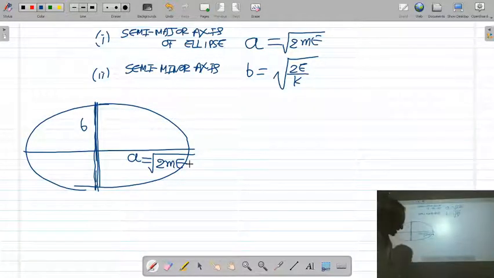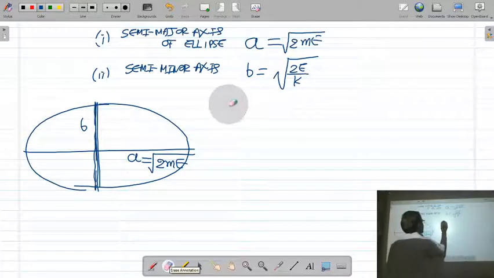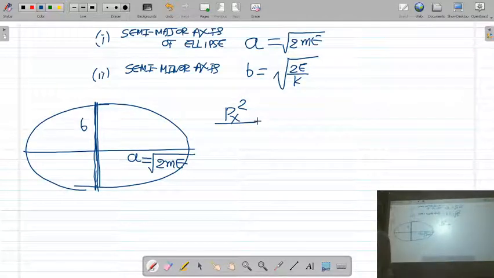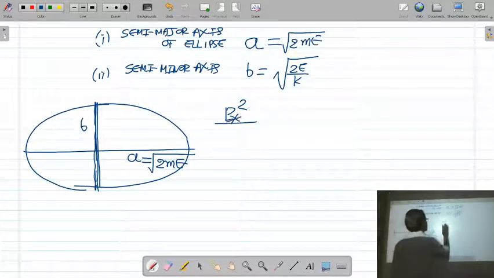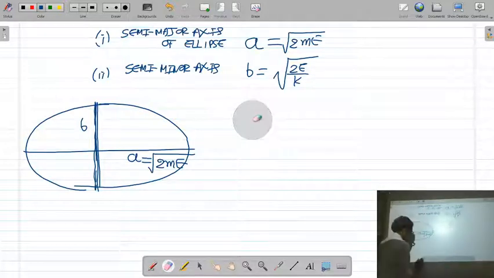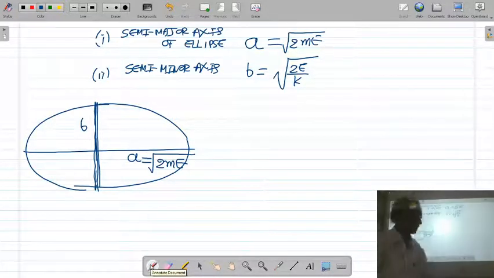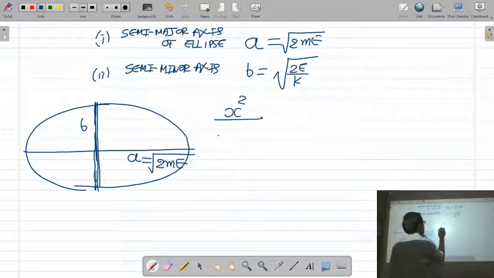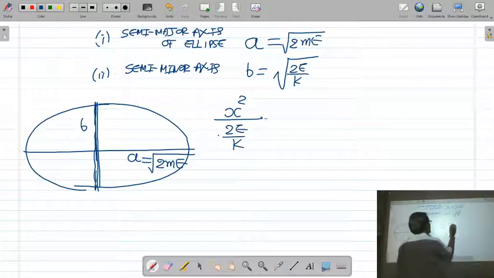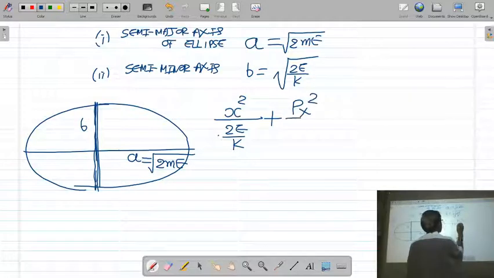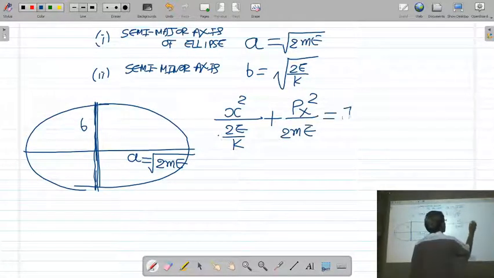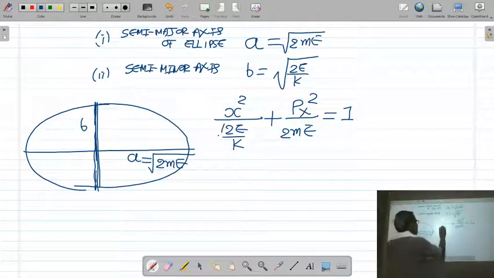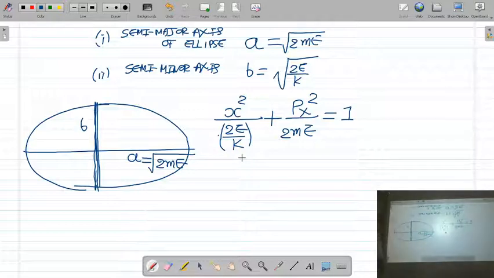Once again, I made a mistake. I'm very sorry for that. Let me compare both the equations once again. Again I made the mistake because the axes have been changed. The equation is like this: x square upon 2E by k plus px square upon 2mE is equal to 1.